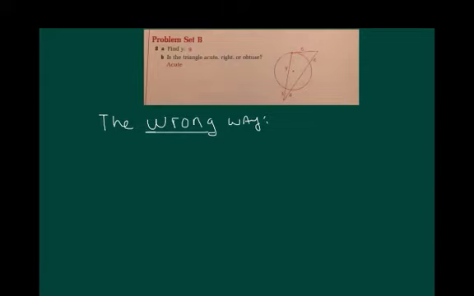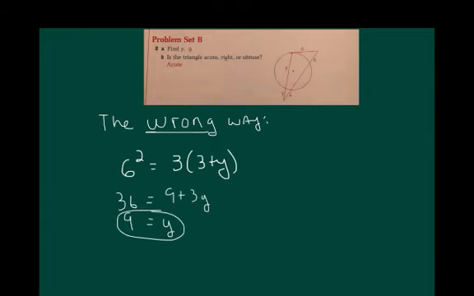Okay, the wrong way looks a lot like the right way, so you've got to be careful. See, the wrong way would involve what looks like the tangent secant power theorem. And you might say that this tangent, 6 squared, should equal the secant 3 times 3 plus y. If you solve that, you'd also get 9.